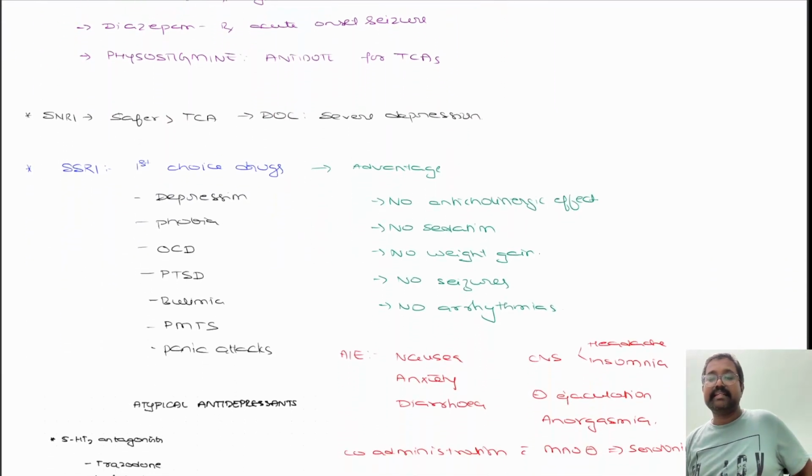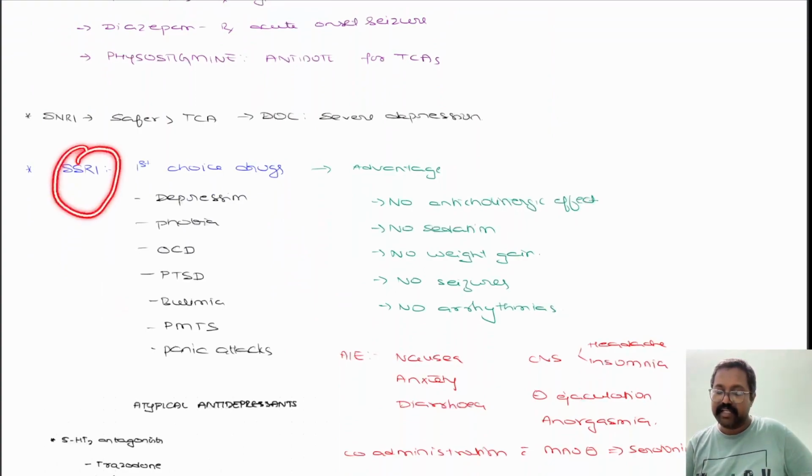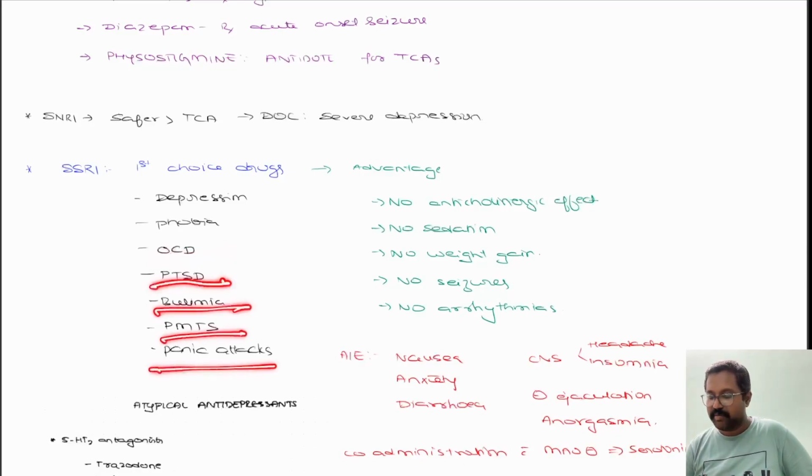So what are the other first line uses which are available for SSRIs? Selective serotonin reuptake inhibitors can be used as the first choice of drug for the treatment of depression, phobia, obsessive compulsive disorder, post-traumatic stress disorder, bulimia, premenstrual tension syndrome, and panic attacks.